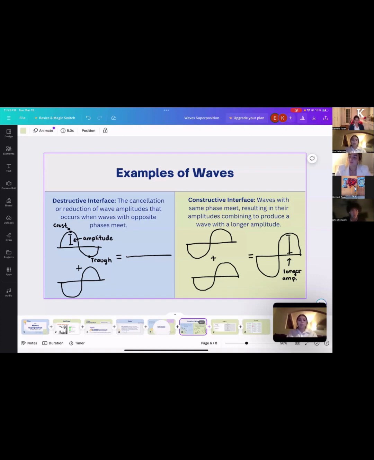Okay, so first off, destructive interference occurs when opposite phases meet. This happens when the waves meet at the exact same peak. And when it doesn't meet, it reduces the amplitude, making them cancel each other out. So in the image for destructive interference, you can see how the amplitude is basically the same, but they're going in different directions, making them cancel out.